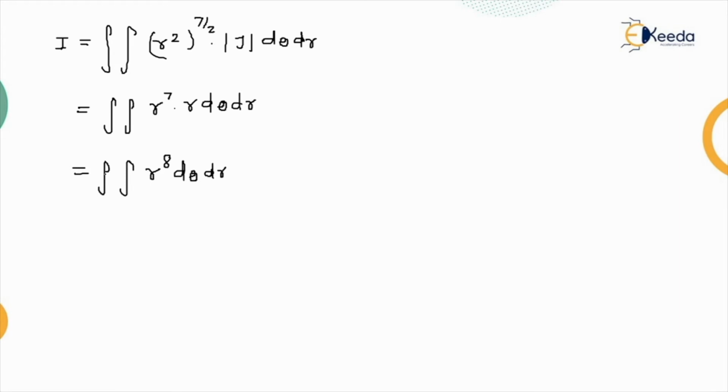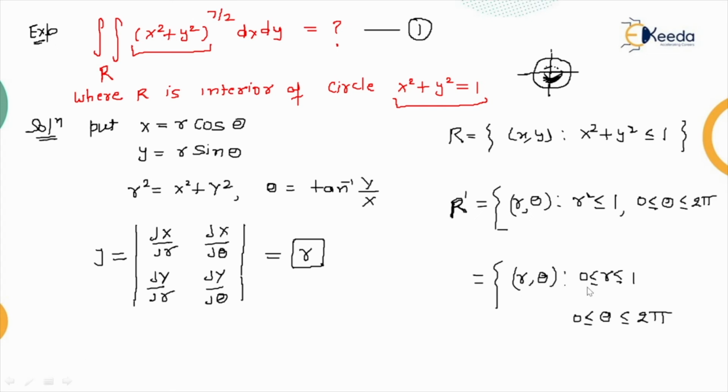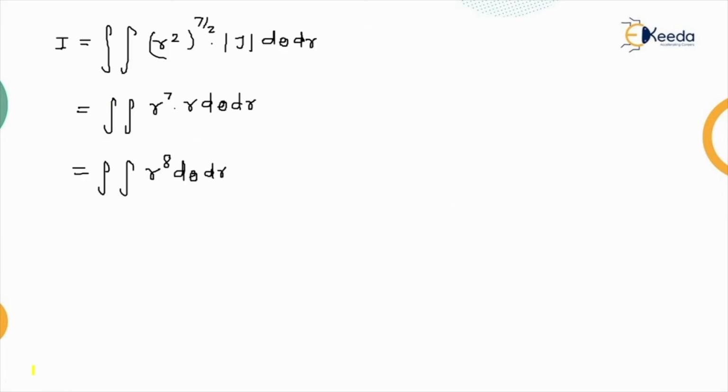And what about the limit, my dear friends? Here d theta and dr, and we have a limit of theta as well as of r, as we have calculated. r will move from 0 to 1 and theta will move from 0 to 2 pi. So you can write out the value of r from 0 to 1 and theta from 0 to 2 pi. Am I right here? Now we can find out the integration.